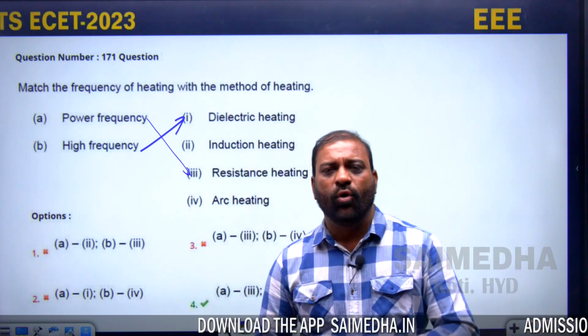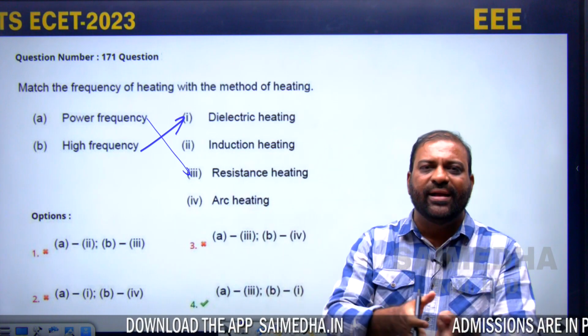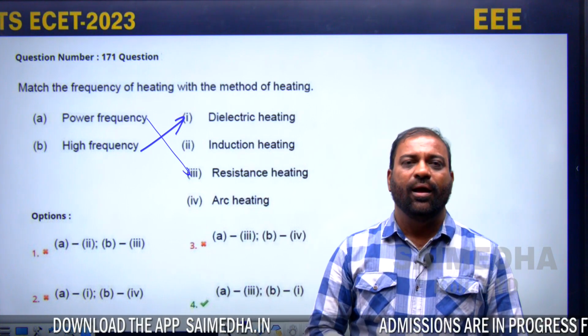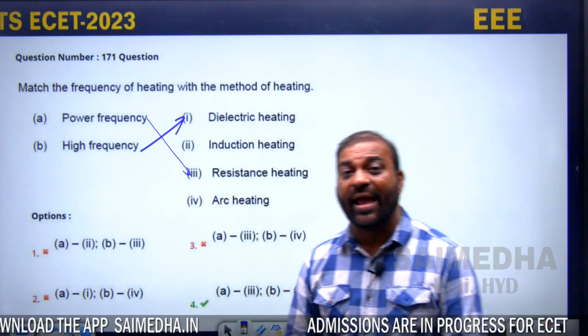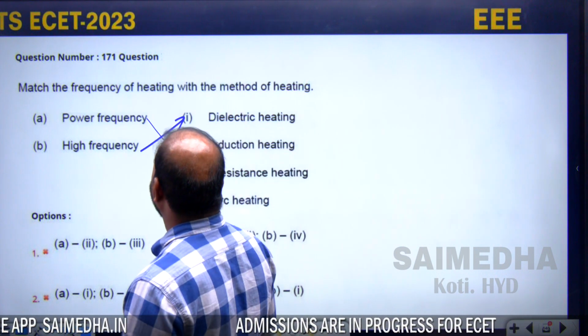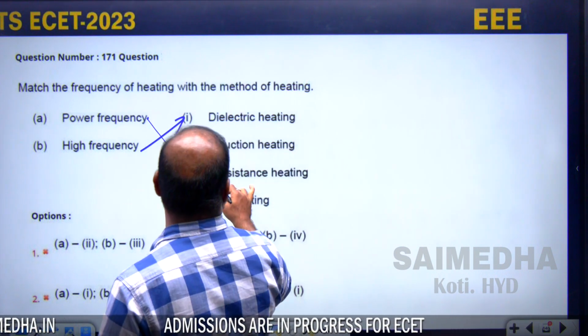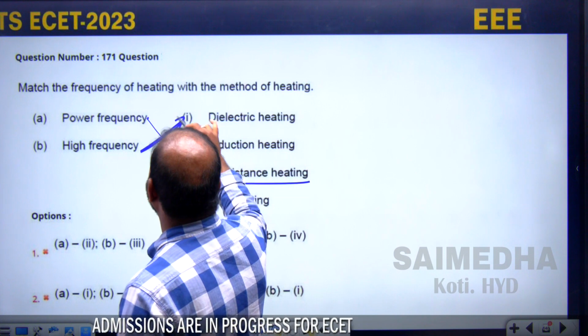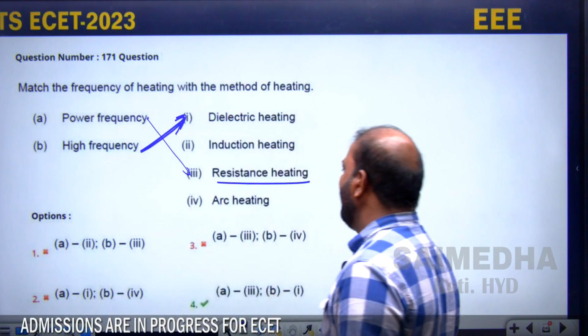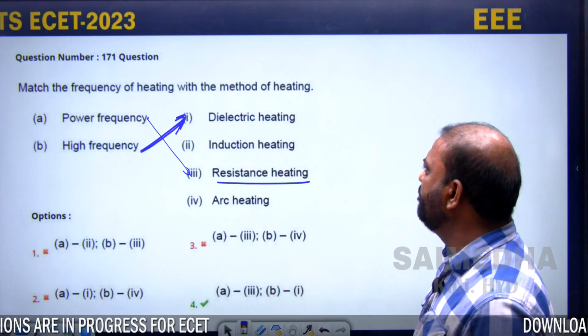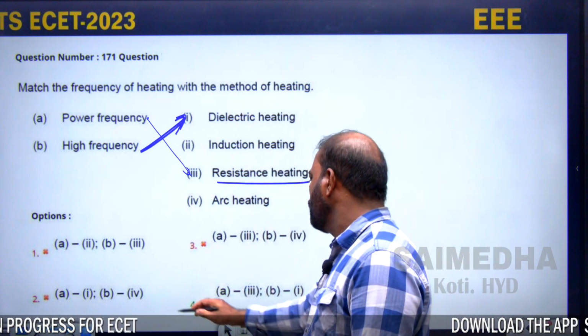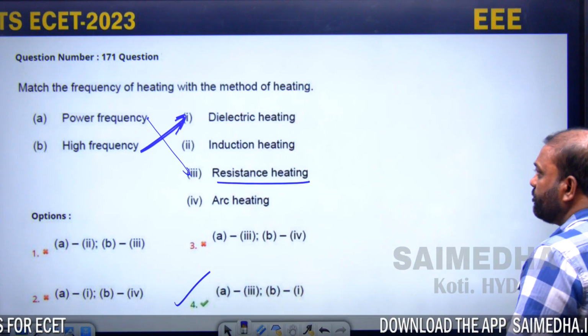In dielectric heating, whatever the material to be heated is placed between two electrodes, and the two electrodes are provided with the high frequency supply. So, power frequency is for resistance heating and high frequency is for dielectric heating. So it is A3 and B1. Option 4 is the right answer.